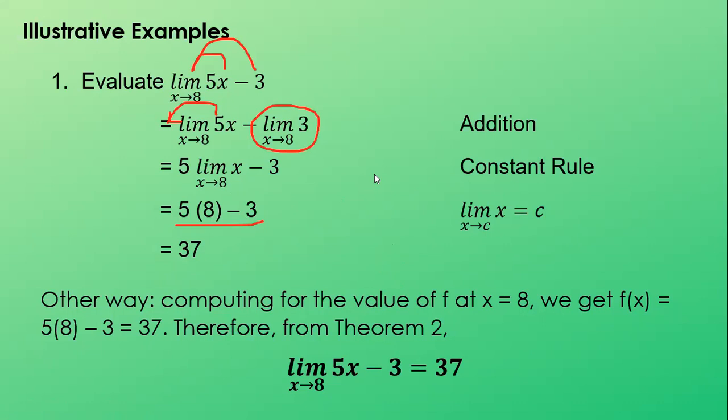Okay, so on the other hand, pwede natin gamitan yung Theorem 2, which is the substitution method. So, value of f at x is equal to 8. We get f of 8. Okay. So, ating function ay 5x minus 3. So, 5 times 8 minus 3. So, that will give us 40 minus 3. And final answer of also 37 using the substitution method.